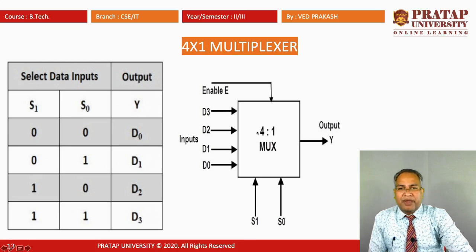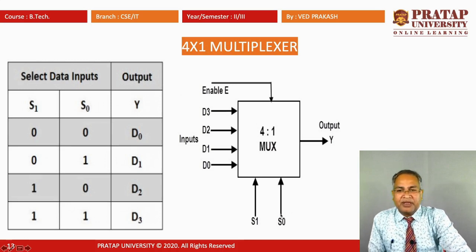Now, here we make a truth table of this 4 cross 1 multiplexer. Here the selecting lines are denoted S0 and S1. If we take the value of the selecting lines as 0, 0, in this case it always selects the D0 input line and drops all the D1, D2 and D3 lines. So, this D0 line is denoted at the output terminal.